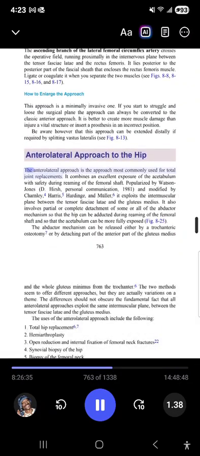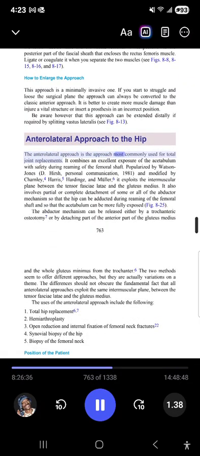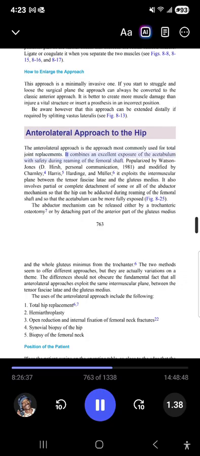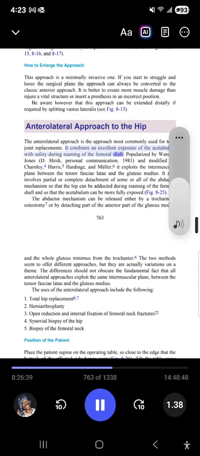Anterolateral approach to the hip. The anterolateral approach is the approach most commonly used for total joint replacements. It combines an excellent exposure of the acetabulum with safety during reaming of the femoral shaft.